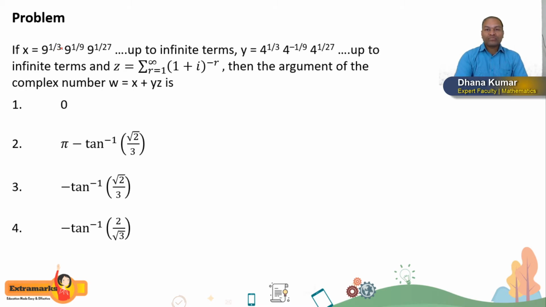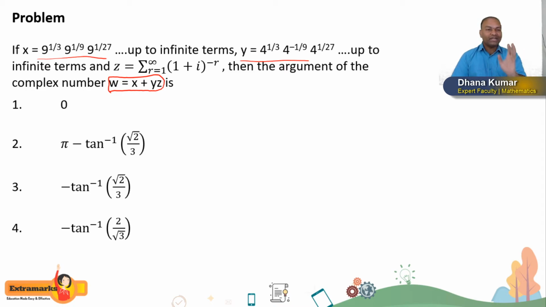See here, x is equal to 9 power 1 by 3 into 9 power 1 by 9, and so on. Up to how many terms? Infinite. Fine. Y also the same thing, infinite terms. Z is equal to something. Then the argument of the complex number w is equal to x plus yz. Here calculate what? Arg w. So arg w means first you find out the x plus yz value.